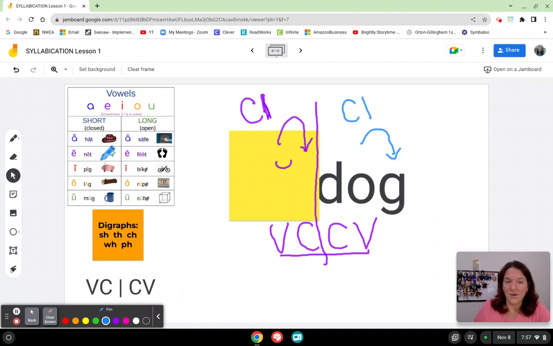And I know according to my chart, if it's closed, it is a short sound. So I'm going to put a little line there to show that it's an ah. So I can read that: d, ah, g, dog. Go ahead and mark your paper if you haven't.